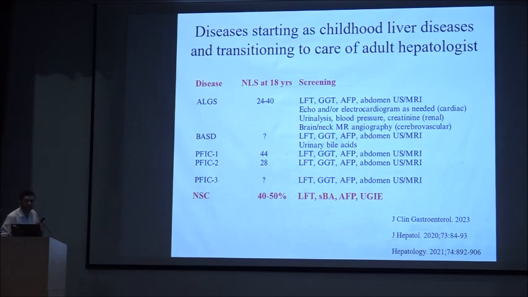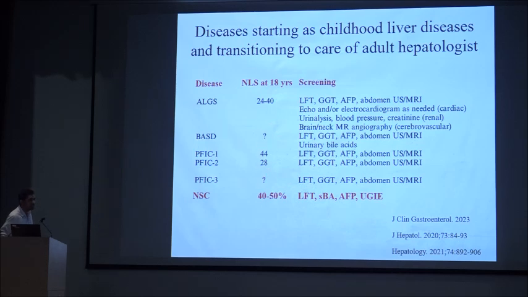Now, the second type of patients that you can get as an adult hepatologist is patients who started with their disease as childhood liver disease and are now transitioning to the care of adult hepatologists. This is because of improved native liver survival and improved survival with transplantation. What we know is that in Alagille syndrome, almost 40% will transition to adult hepatologists. 30 to 45% of PFIC 1 and 2 will transition to adult hepatologists. BASD, we don't know the proportion, but it should be around the same.